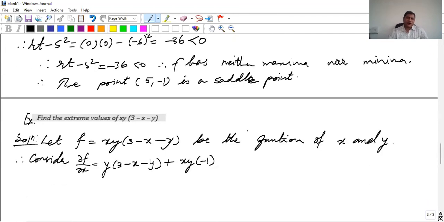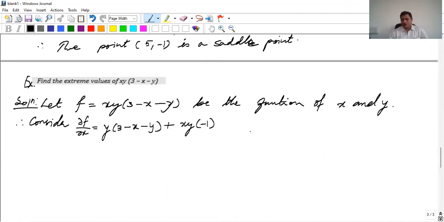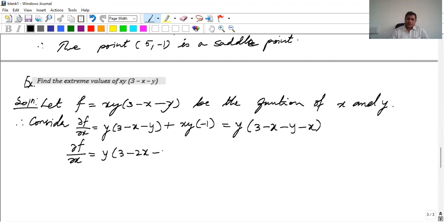So here we have this. You got this first order derivative. Are you getting this first order derivative? Yes, sir. Okay. So what I can do is take y common. From here, I can have y, here I can have y. What I'll be having: 3 - x - y, and this is -x. Is that okay? Yes, sir. So we got ∂f/∂x = y(3 - 2x - y).